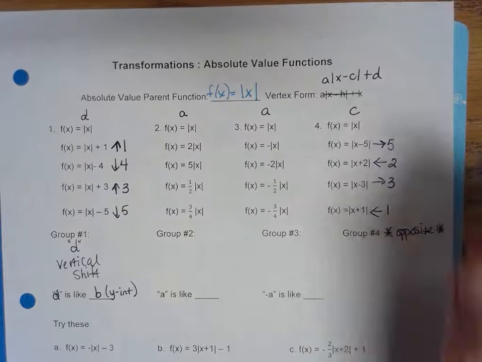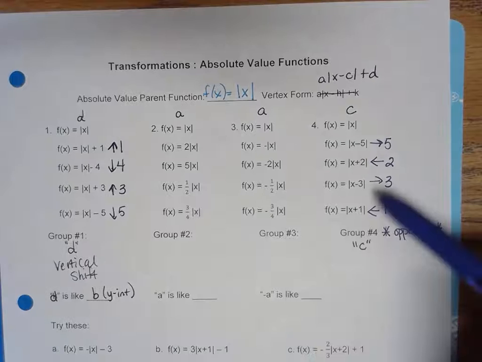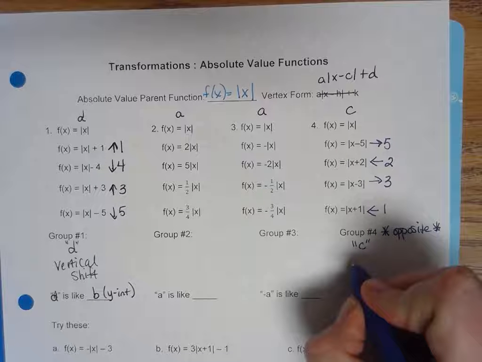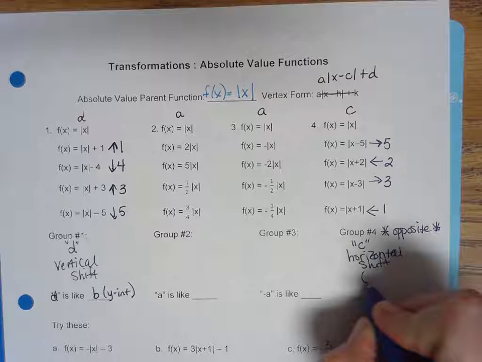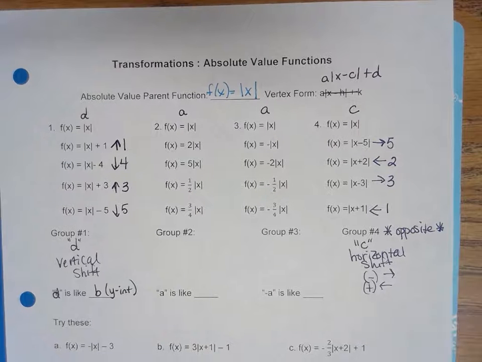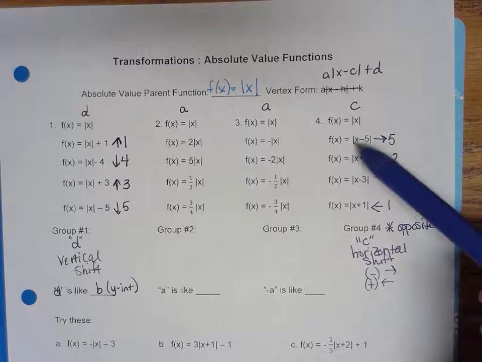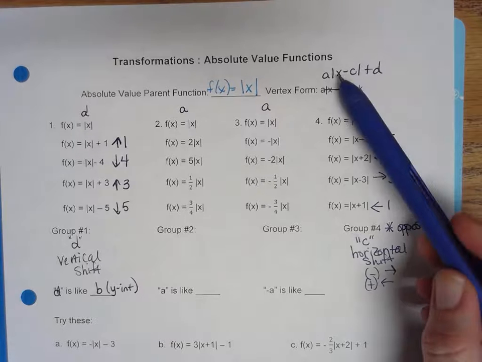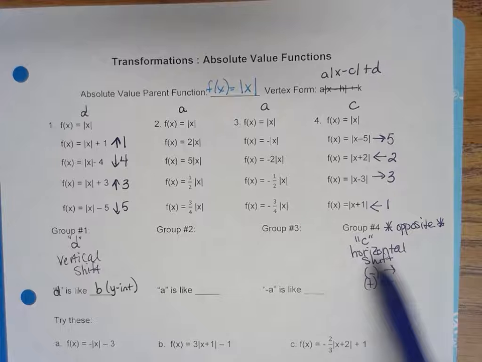And don't forget at the top, we said this is C. And it's moving it left and right, which means we have a horizontal movement. And when I see a minus, I'm going to the right. When I see a plus, going to the left. Notice that C is in here with x, and the x-axis goes horizontally. So it makes sense this number is a horizontal shift.